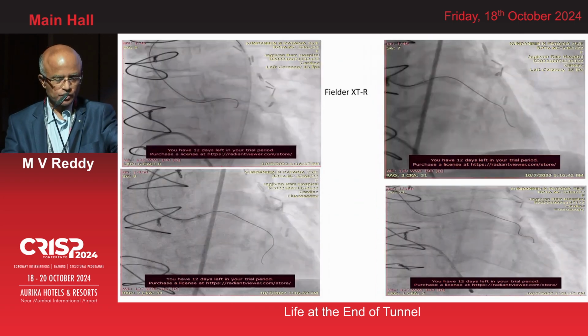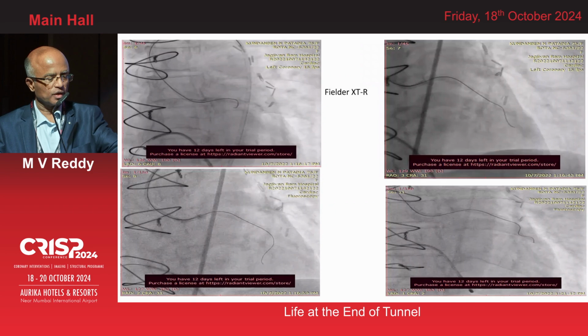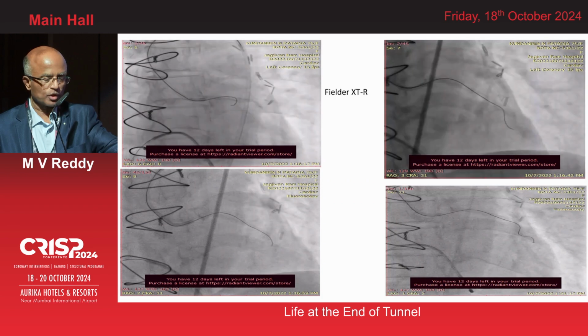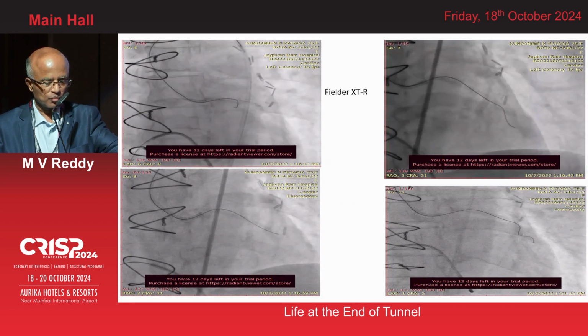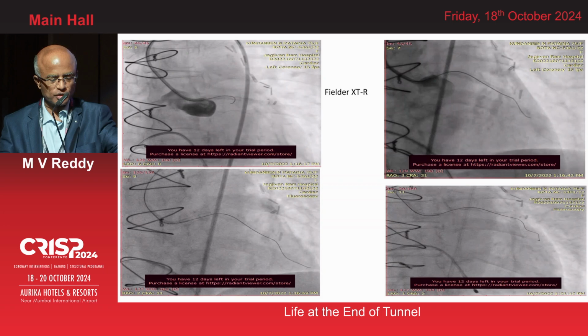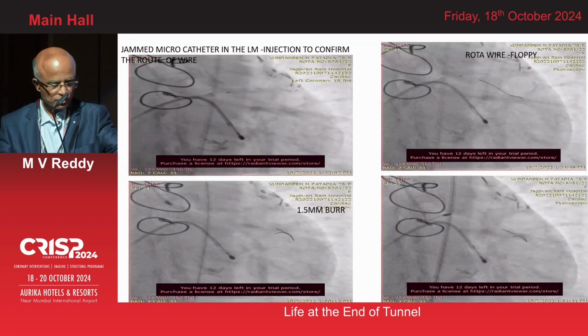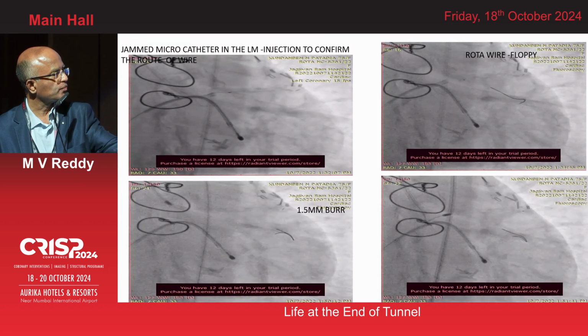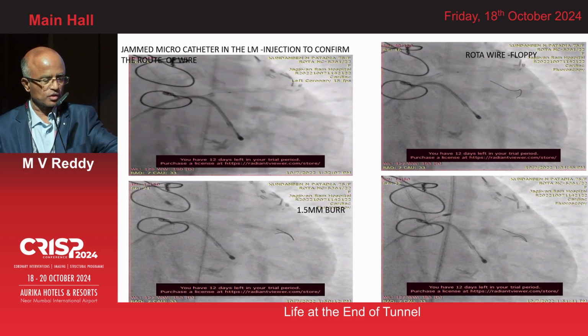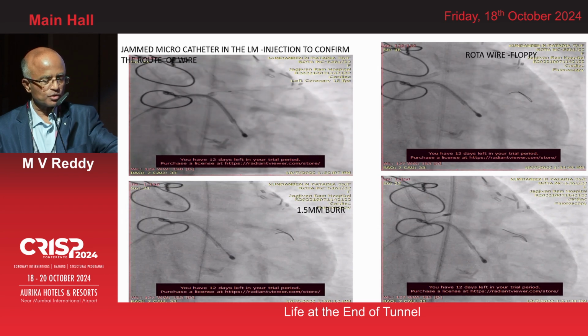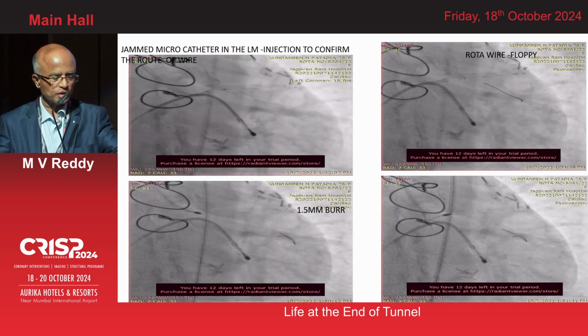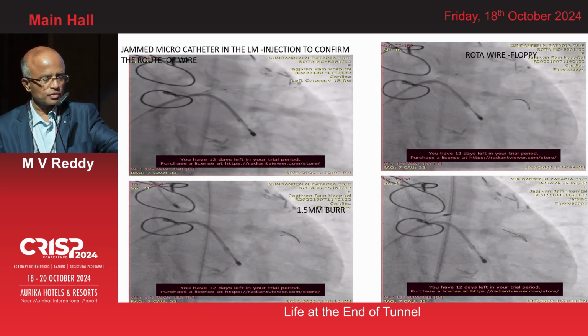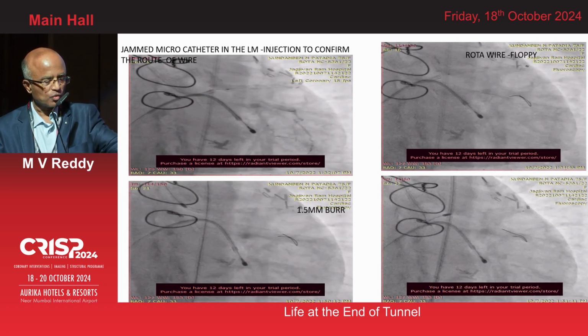Then using a Fielder XTR wire to cross, it went, but I didn't know where the wire was going, because there is no forward flow. Then I took the help of the microcatheter, jammed it, and injected. I could see that the LAD is a large vessel with a ramus, and that ramus, or a high OM you can call it, is also a big vessel, and it's flowing. Since the microcatheter was already there, I took in a Rota wire, and the Rota wire went directed to the high OM.